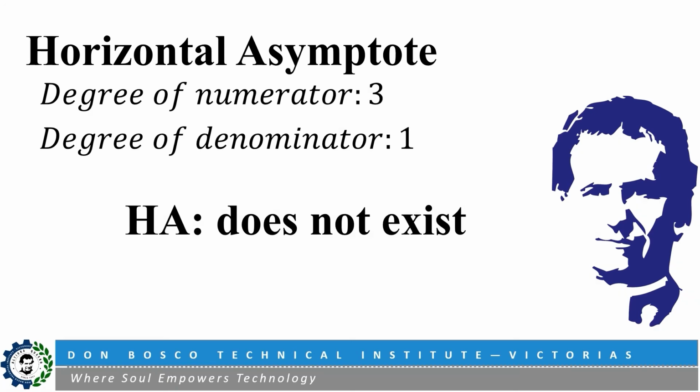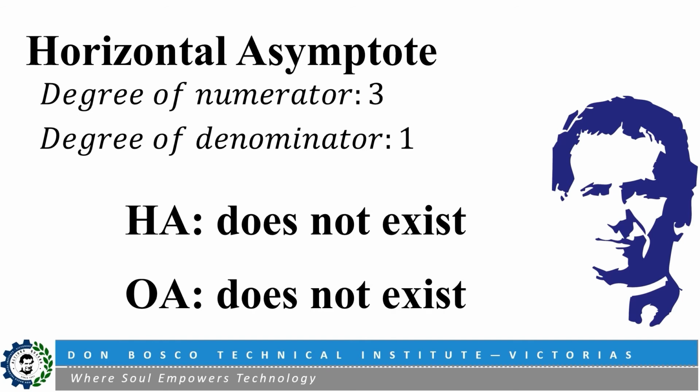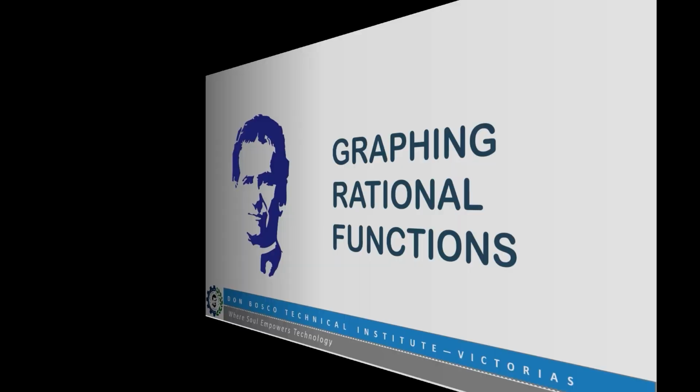And since the difference of the degrees of the numerator and denominator is not 1, it also follows that the oblique asymptote does not exist. This means that neither horizontal nor the oblique asymptote exist for this graph.